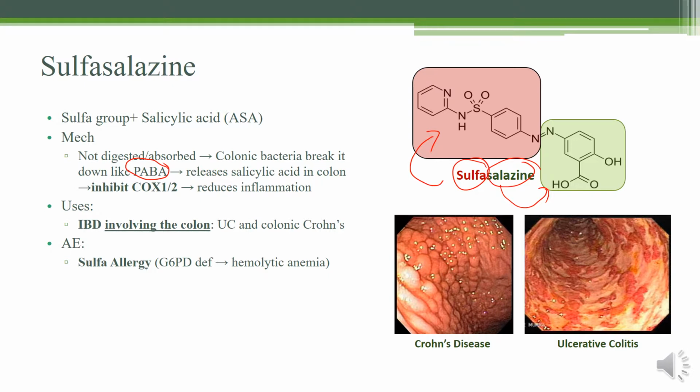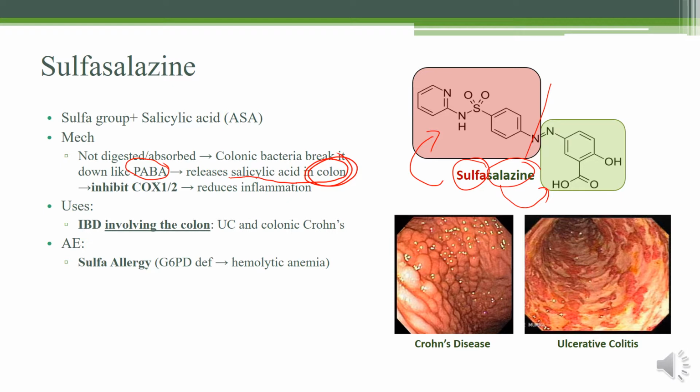sulfasalazine, while it's going through your GI and your upper GI, it isn't really broken down. But once it gets to the colon, the bacteria have enzymes that are trying to target PABA, but instead they target this over here, and then they break it apart. Now you have the sulfa inside of your GI, and you've got the salicylic acid, which is only really activated once you get to the colon.